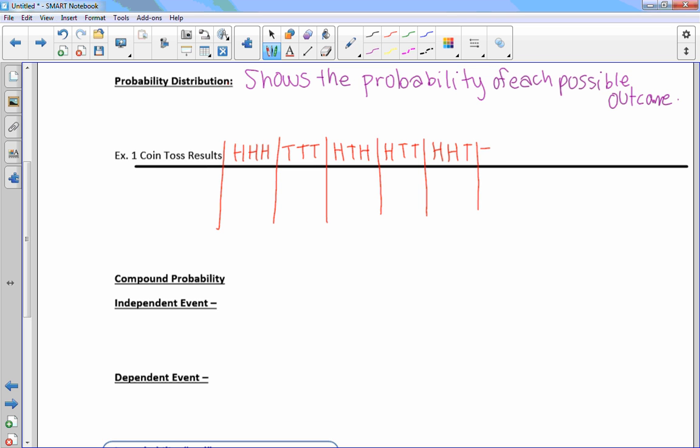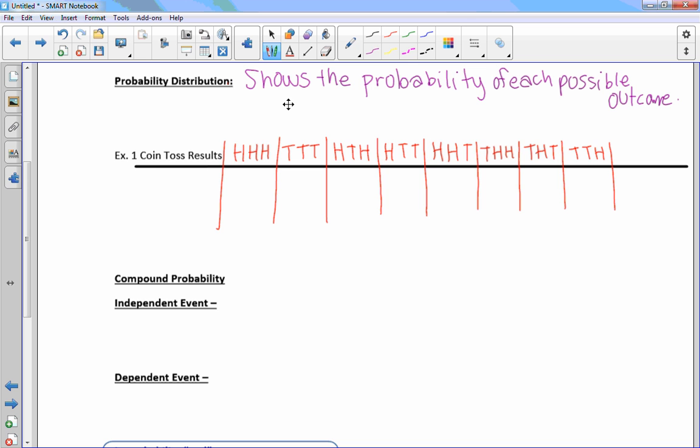Okay. Tails, heads, heads. What else? Tails, heads, tails. How do we get tails, tails, heads? 1, 2, 3, 4, 5, 6, 7, 8. I think we got all of them.